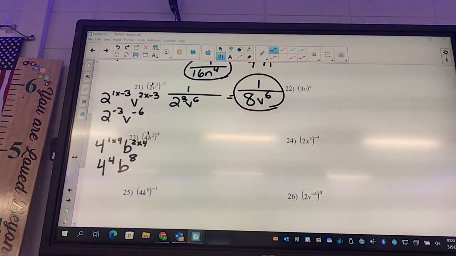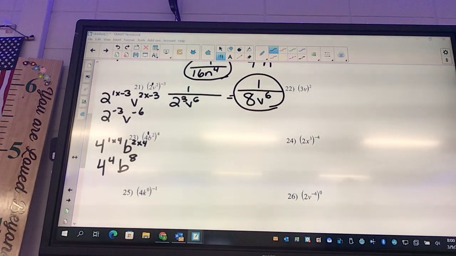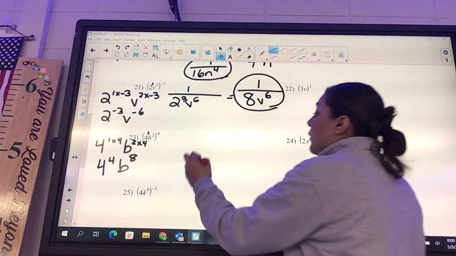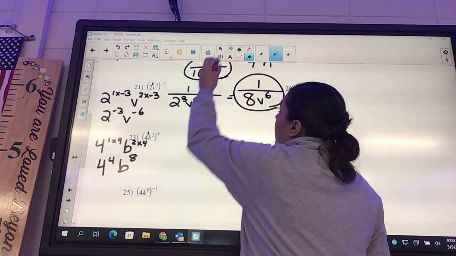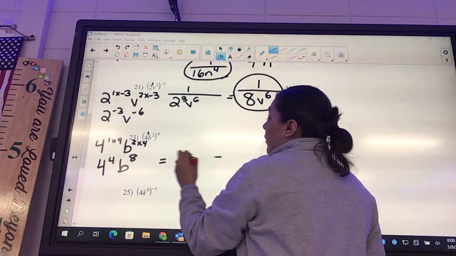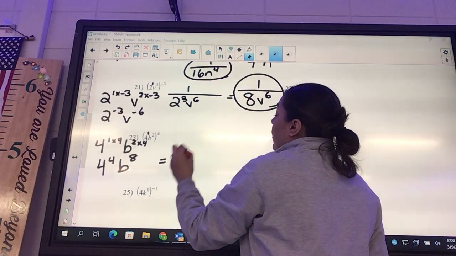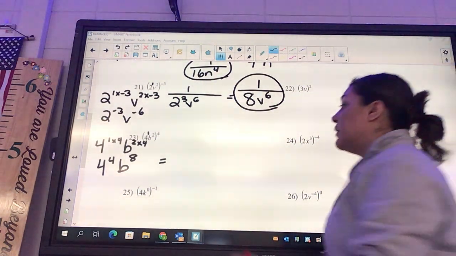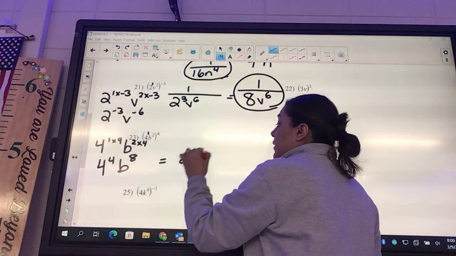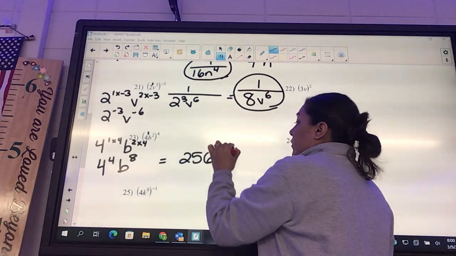Do we need to convert? No, but you do need to simplify. What is 4 to the 4th? What is 4 to the 4th? I don't know what it is. Huh? 256. So you're going to get 256 b to the 8.